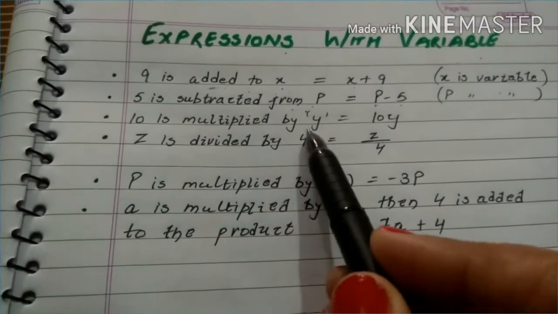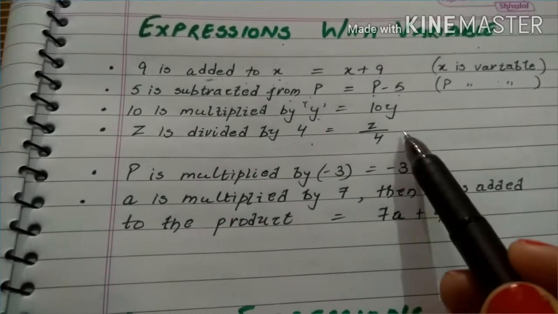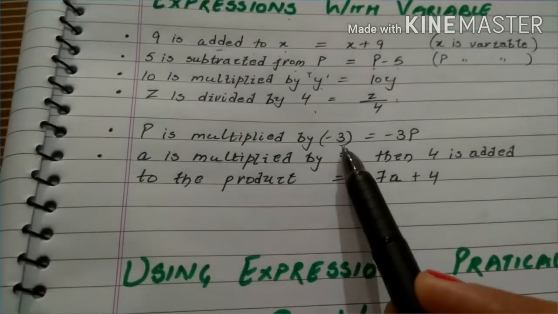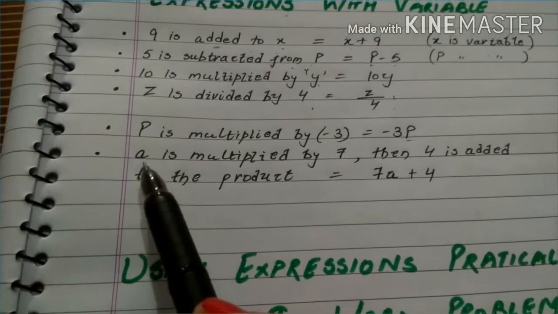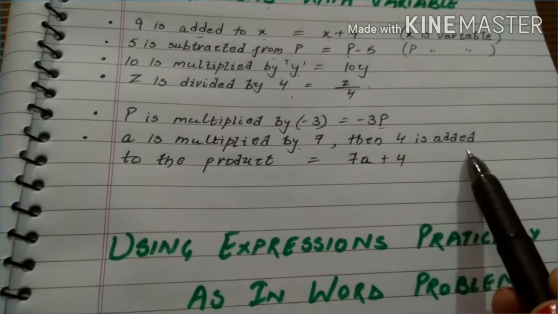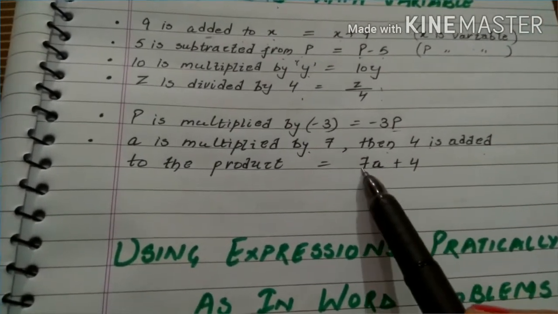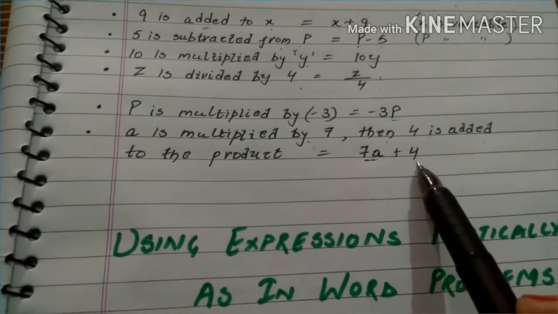Then 10 is multiplied by y is 10y. Z is divided by 4. It is again very clear. Then p is multiplied by minus 3 will give you minus 3p. Here p is a variable. And then a is multiplied by 7. Then 4 is added to the product. So the product is 7a. A multiplied by 7 is 7a, and then you have to add 4 to this.